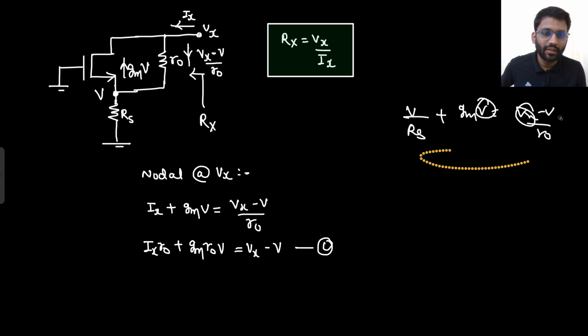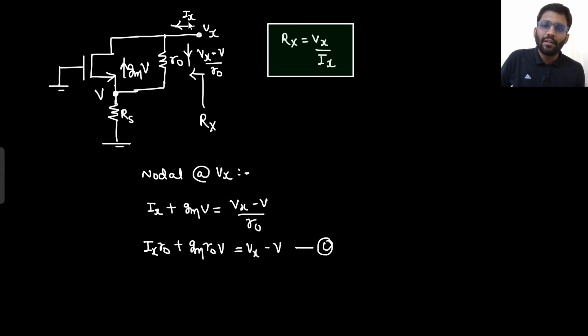So what I will be doing, just see this. What is happening with Ix? This Ix is coming, then it will be divided into two parts, in this part and this part. One part is minus GmV, and the other part is Vx minus V by R0. Ix is divided into two parts, one in the MOS, one in the R0 resistance. After that, the currents are added and flow here.